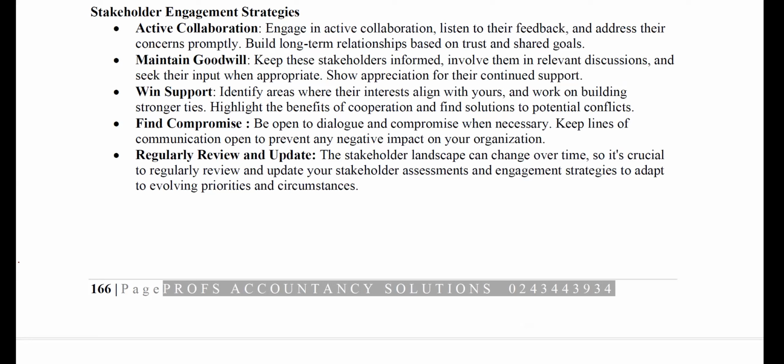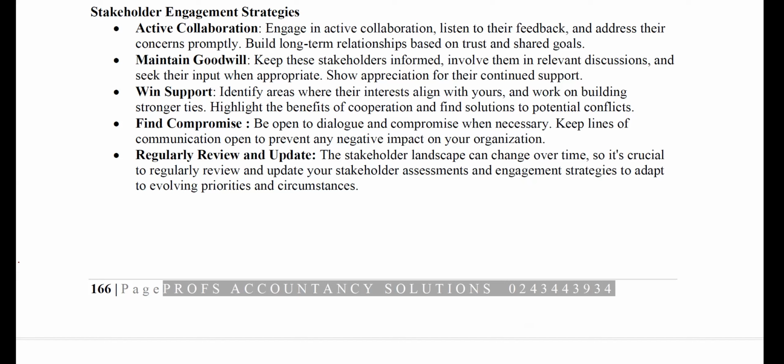So how do you maintain goodwill with those who are supporters, like the farmers? You can keep them informed, involve them in relevant discussions, seek their input when appropriate, and show appreciation for their continued support. How do you win support? Identify areas where their interests align with yours. Work on building stronger ties. Highlight the benefits of cooperation and find solutions to potential conflict. How do you find compromise? Be open to dialogue and compromise when necessary. Keep lines of communication open to prevent any negative impact on your organization.